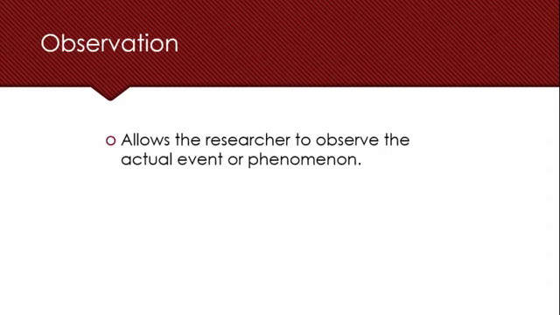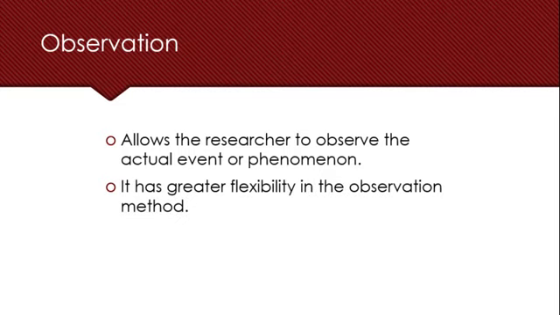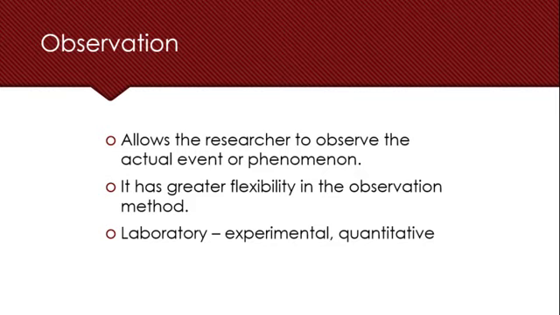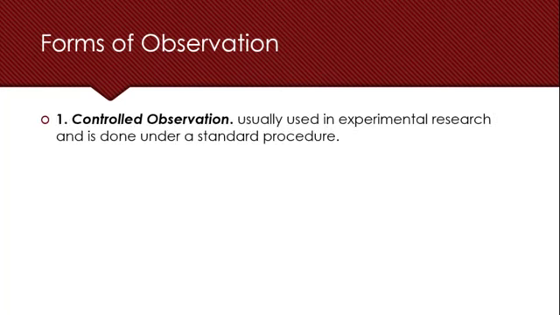Last type of collection method under quantitative research instruments is observation. So what is an observation? It allows the researcher to observe the actual event or phenomenon. It has greater flexibility in the observation method. It is usually done in laboratory, experimental, and quantitative research. So there are forms of observation. First, controlled observation. This is usually used in experimental research and is done under a standard procedure.